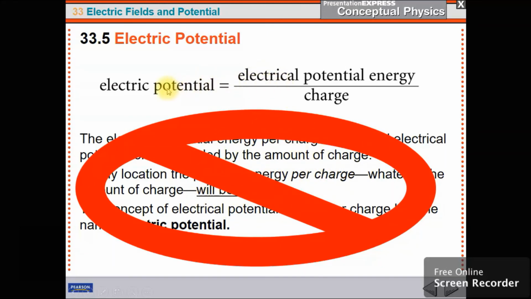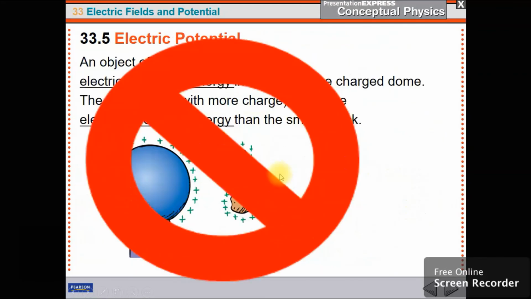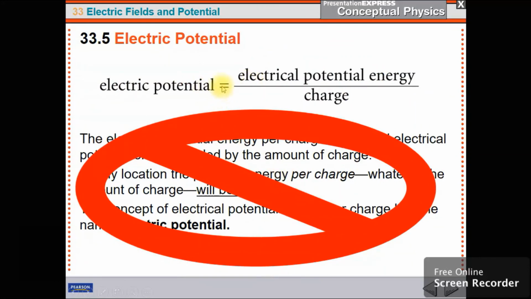Now this little equation is true. Electric potential is electrical potential energy per charge. So this potential, what we're going to call voltage, is the potential energy divided by the charge. And what's the potential energy? Remember this situation? That's the potential energy. It's like the gravity situation. The potential energy gets converted to kinetic energy, the energy of motion. And potential energy is measured in joules, right? We've talked about joules plenty.